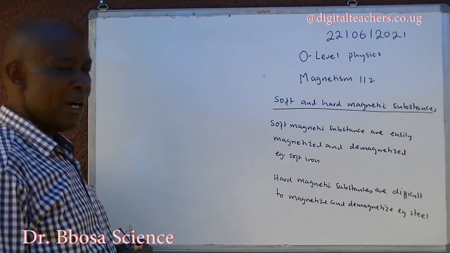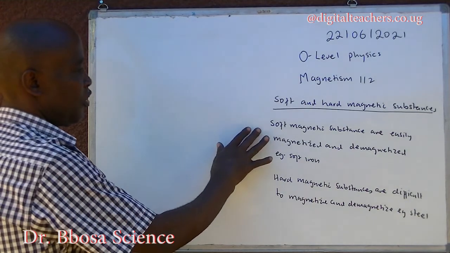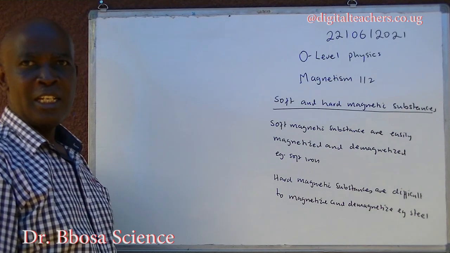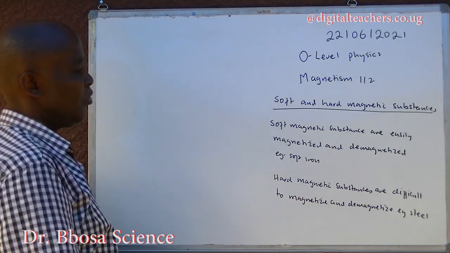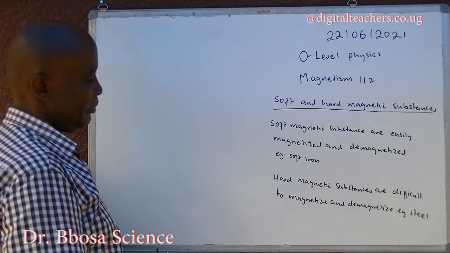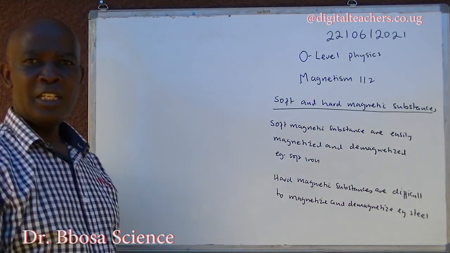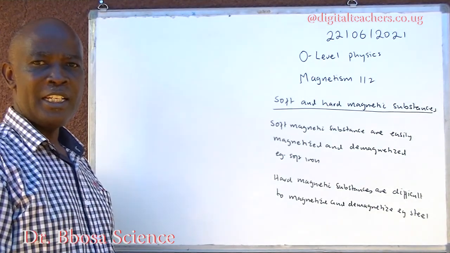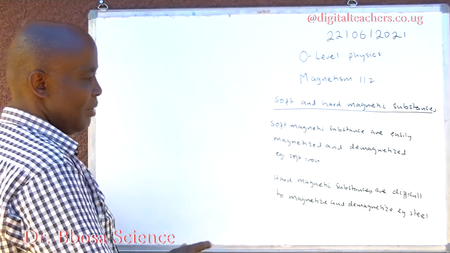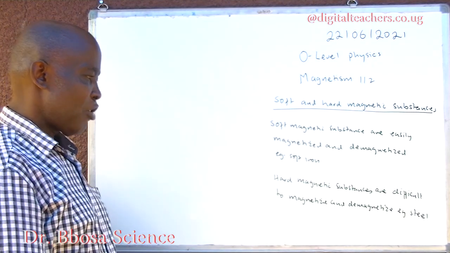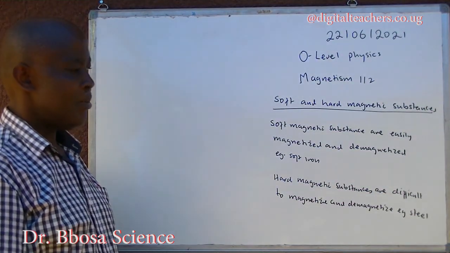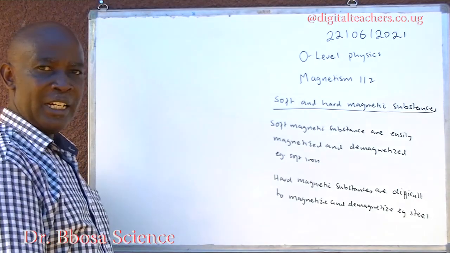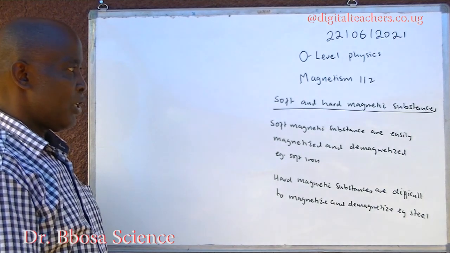Soft and hard magnetic substances. Soft magnetic substances are easily magnetized and demagnetized. For example, soft iron may find use as the soft iron core in dynamos and AC generators. Hard magnetic substances are difficult to magnetize and demagnetize. For example, steel. They keep their magnetism for a long period of time.